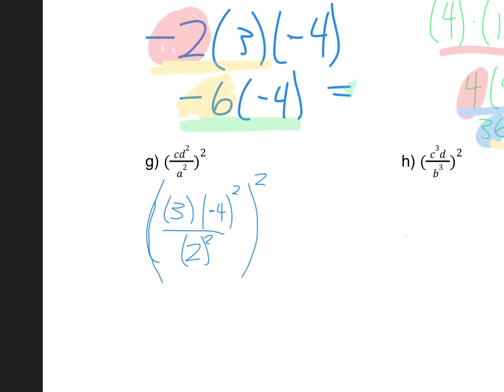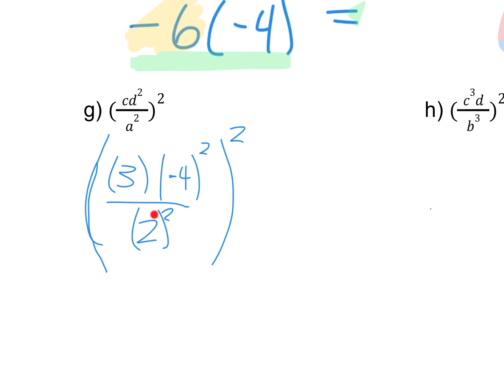Okay, so now I want to clean up my interior exponents. So this factor doesn't have an exponent, but this one does and this one does. So I want to simplify those. So this will become 3 times, and then -4 squared is going to be +16. And then in the denominator, 2 squared is 4. And remember, all of this is still being squared.